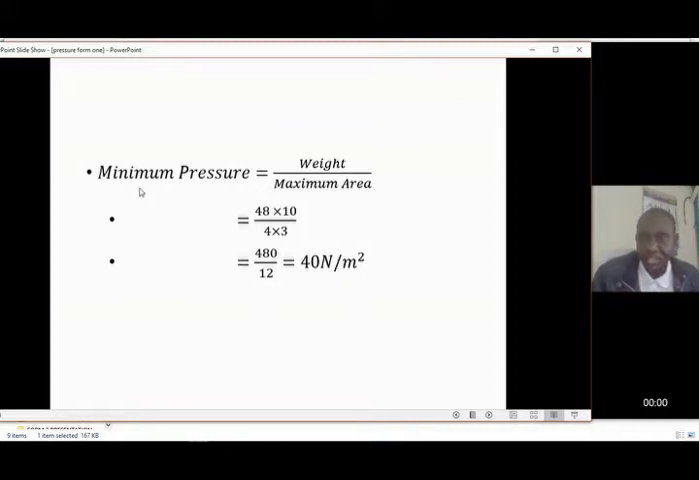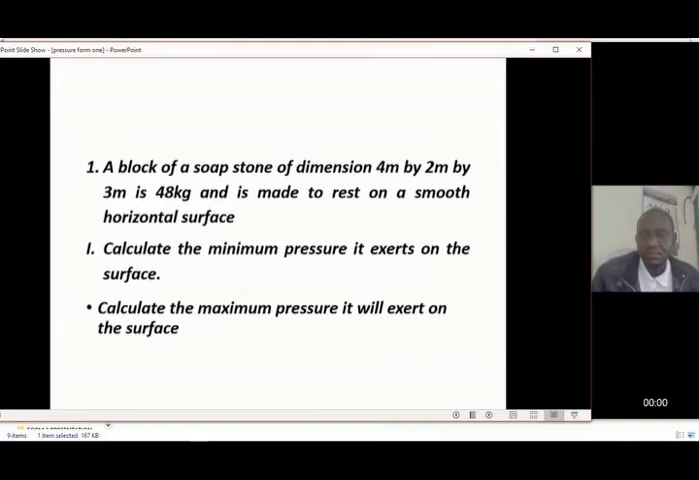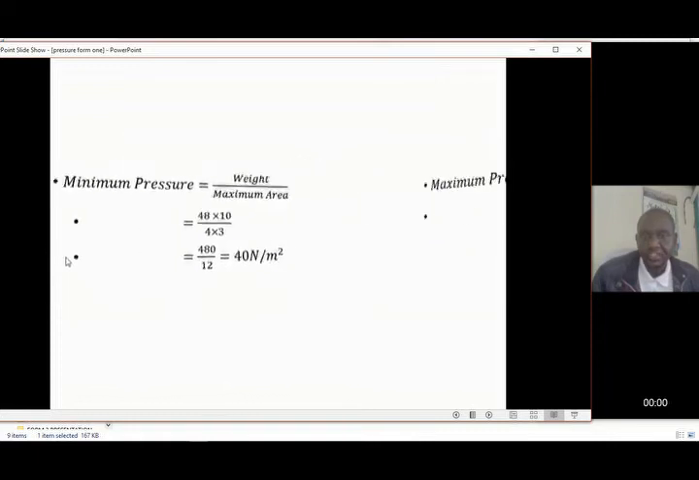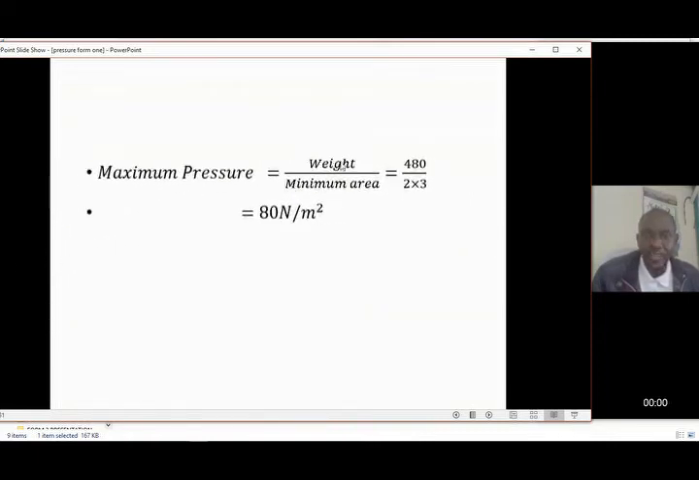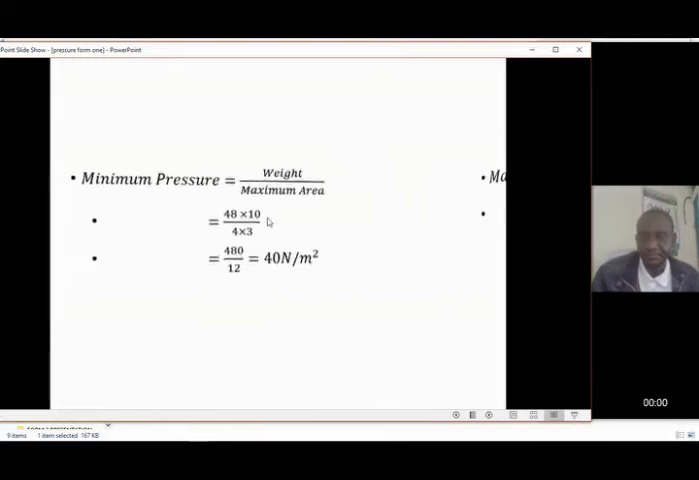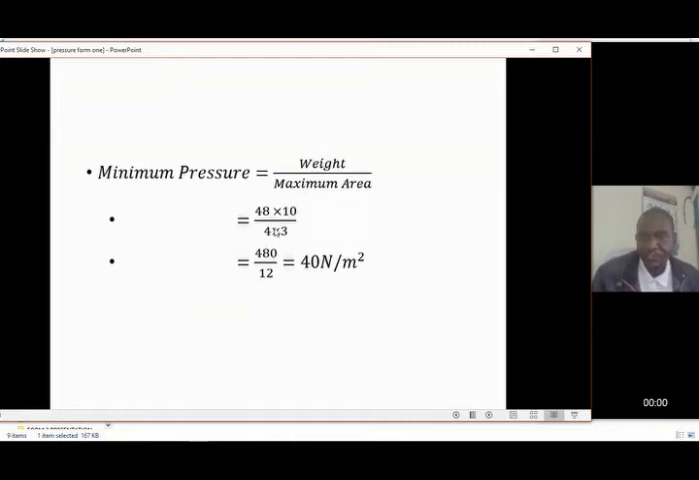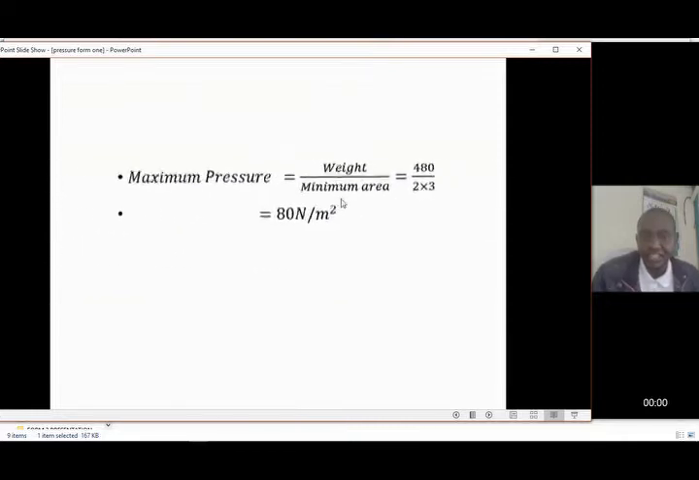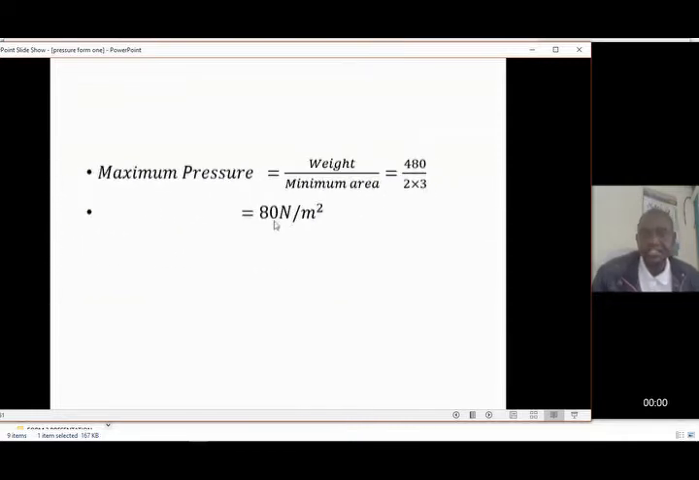Let's get maximum pressure. Maximum pressure is when we have minimum area of contact, that is 3 and 2. So we get maximum pressure, weight over minimum area. 480 divided by 6, giving you 80. So look at the pressures now. For this, side 4, 3 gives us 40. Side 2, 3 gives us 80.